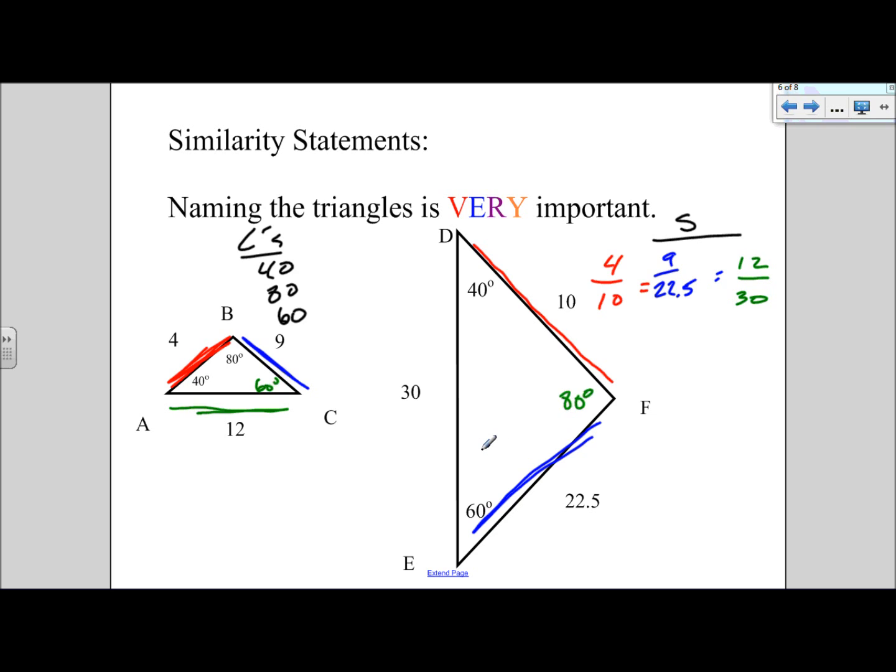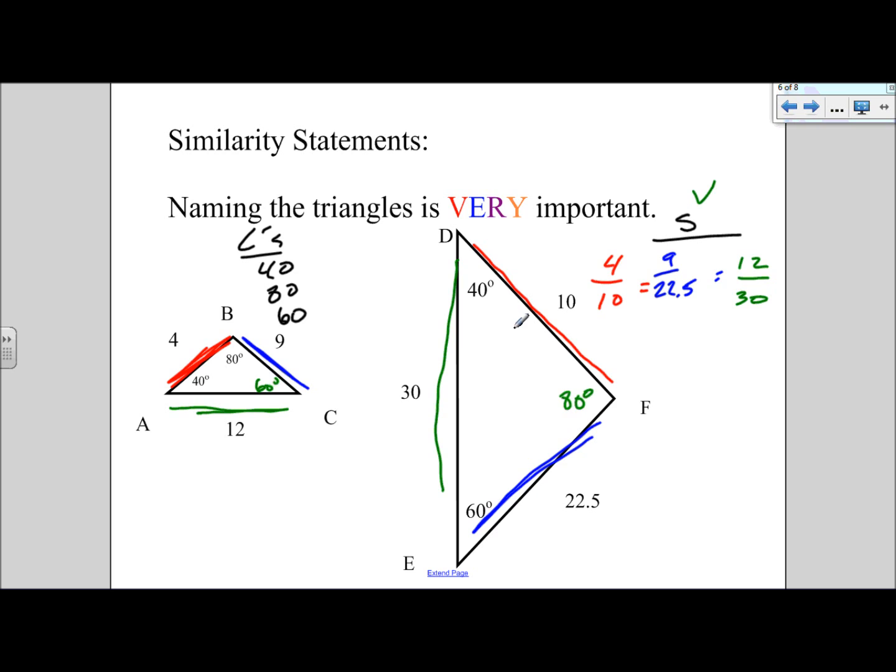And you can try it with your calculator, or just look at reducing these. 4 is to 10, you got 2/5. 12 is to 30, that's also 2/5. We can take a 6 out of there. The 9 out of 22.5 is a little bit different, but if you check it, it actually does work. And this should be a green side, I just noticed. So all 3 sides do check out.